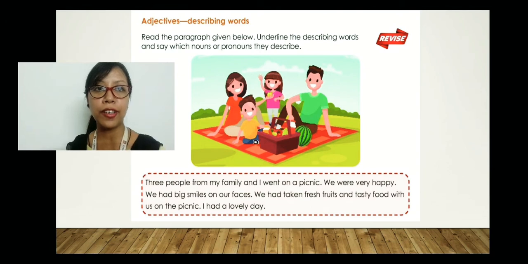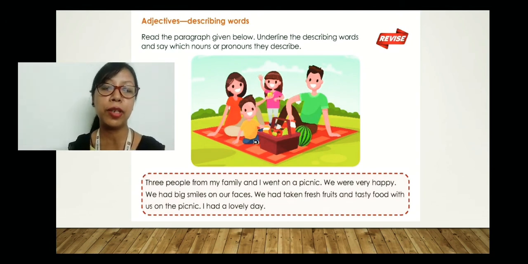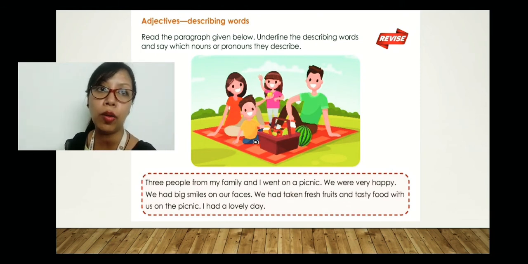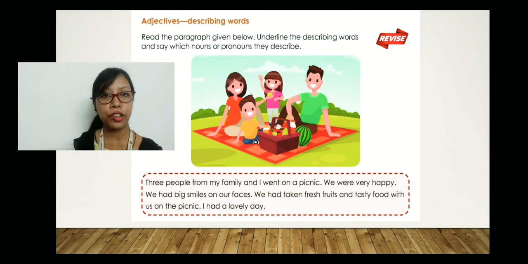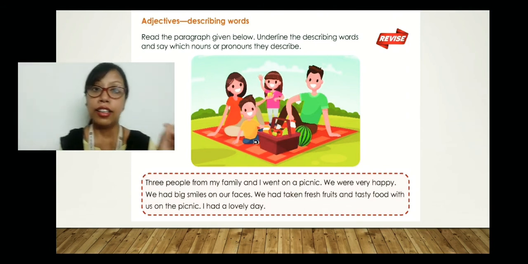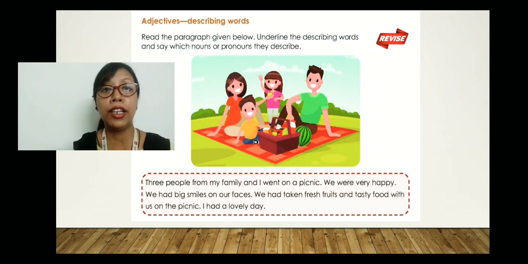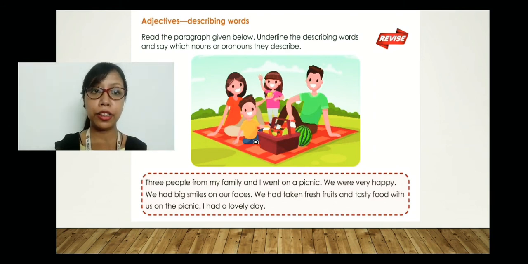Now let us move towards the adjectives describing words. Here is an exercise for you to revise it. Read the paragraph given below, underline the describing words and say which nouns or pronouns they describe. So first you have to pick out the describing words and what they are describing. Is it a person? Is it a thing or emotion? So you have to find it out. Okay. Now let us do this one.